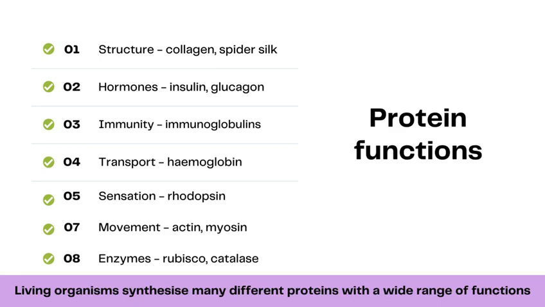Transport proteins carry molecules and ions around the body. For example, hemoglobin carries oxygen from the lungs to the rest of the body. Sensory proteins, such as visual pigments, allow the body to perceive various stimuli, such as light and smells. Movement proteins such as actin and myosin are involved in muscle contraction and movement. Enzymes are proteins that catalyze chemical reactions in the body. They are involved in a wide range of processes, including metabolism and DNA replication.